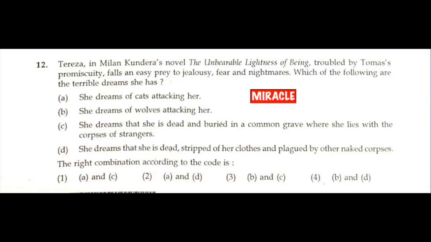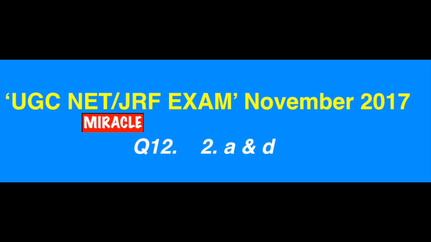Question number 12. Teresa, in Milan Kundera's novel The Unbearable Lightness of Being, troubled by Thomas' promiscuity, falls an easy prey to jealousy, fear and nightmares. Which of the following are the terrible dreams she has? Now there are 4 choices and we have to find the right combination. So the correct answer is she dreams of cats attacking her, and she dreams that she is dead, stripped of her clothes and plagued by other naked corpses.